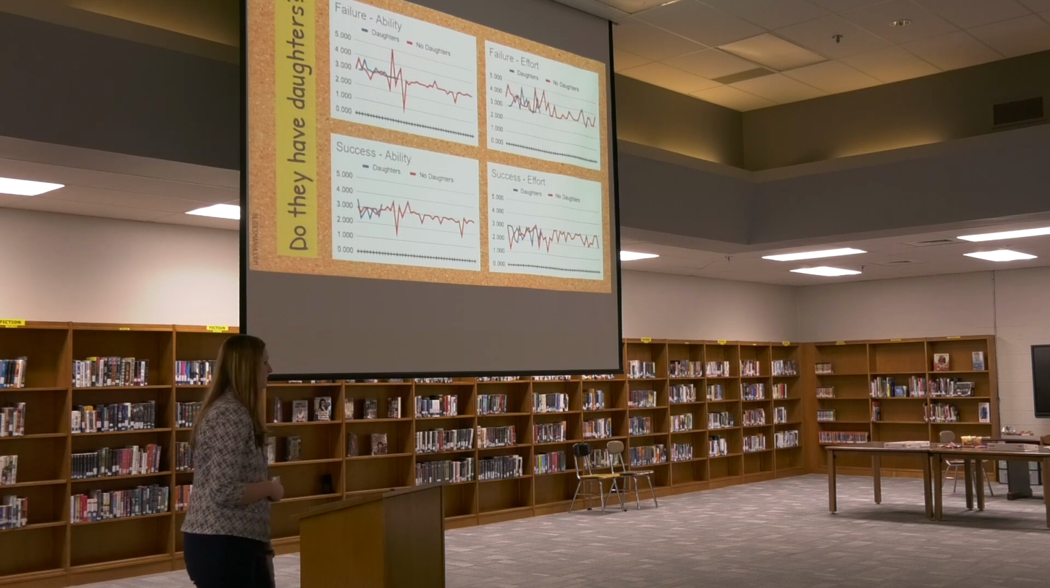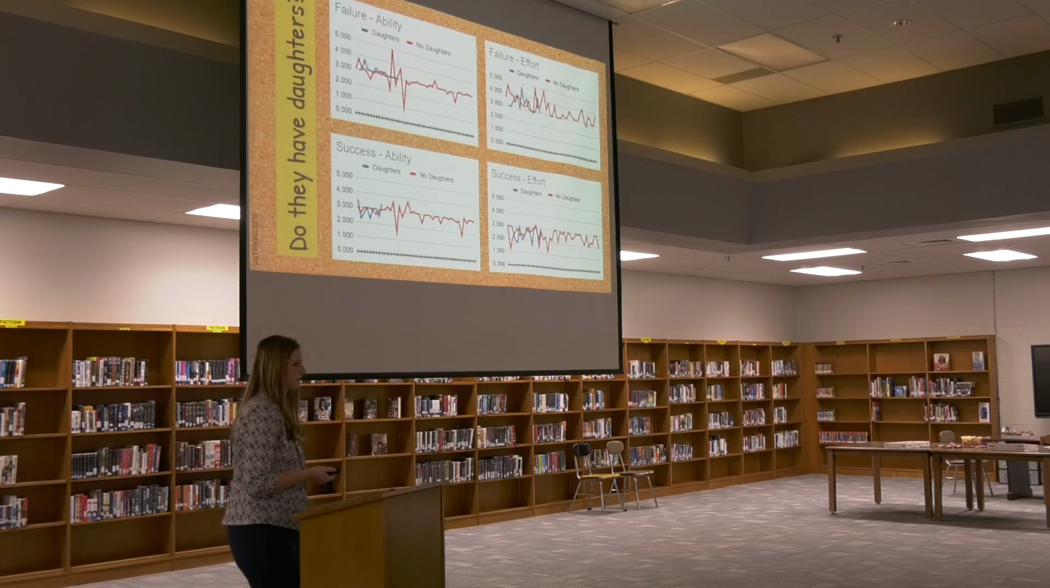The next question asked if the participant had daughters. The majority did not have daughters, which did surprise me. I figured it would be more of an even split. However, those that did not have daughters have the most polar responses out of everyone on this slide. This was very surprising. I figured those that had daughters would favor females, and that they would give a more male response for failure ability and failure effort and a more female response for success ability and success effort.